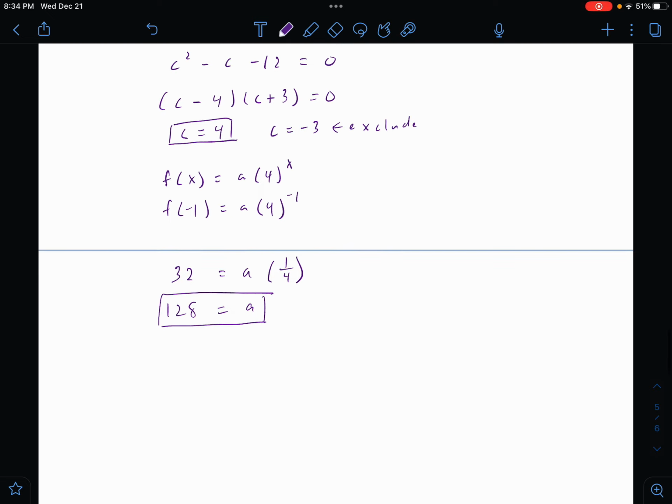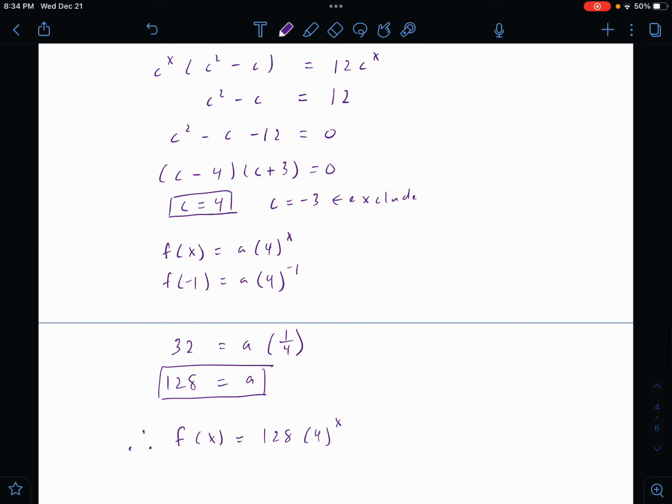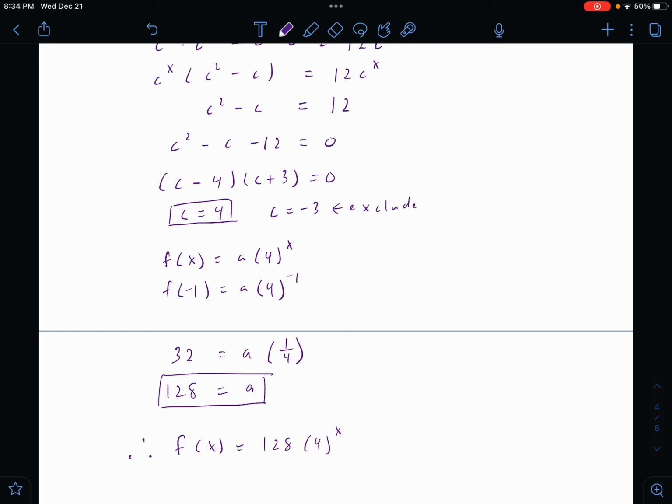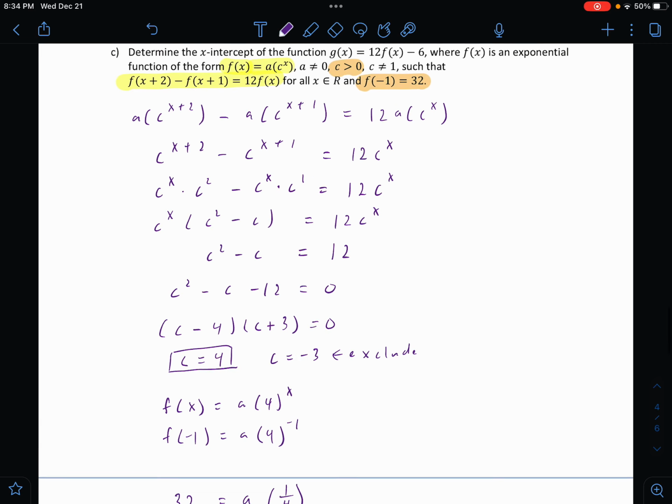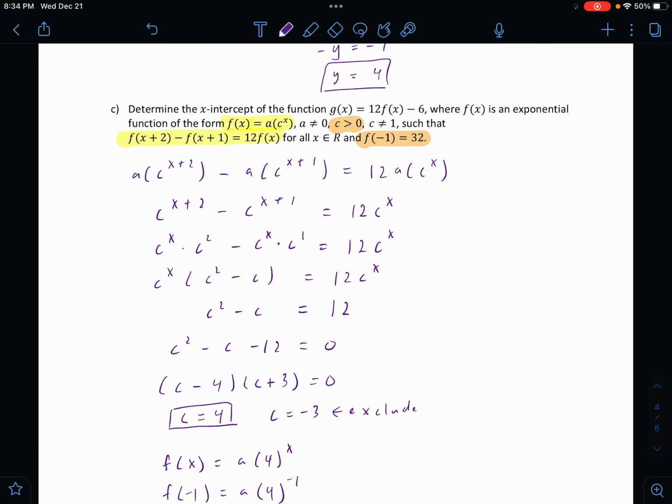So now we know what our function is. Right? f of x is equal to 128 times 4 to the exponent of x. That's f of x. So what do we want to find next? We want to find the x-intercept of this function.